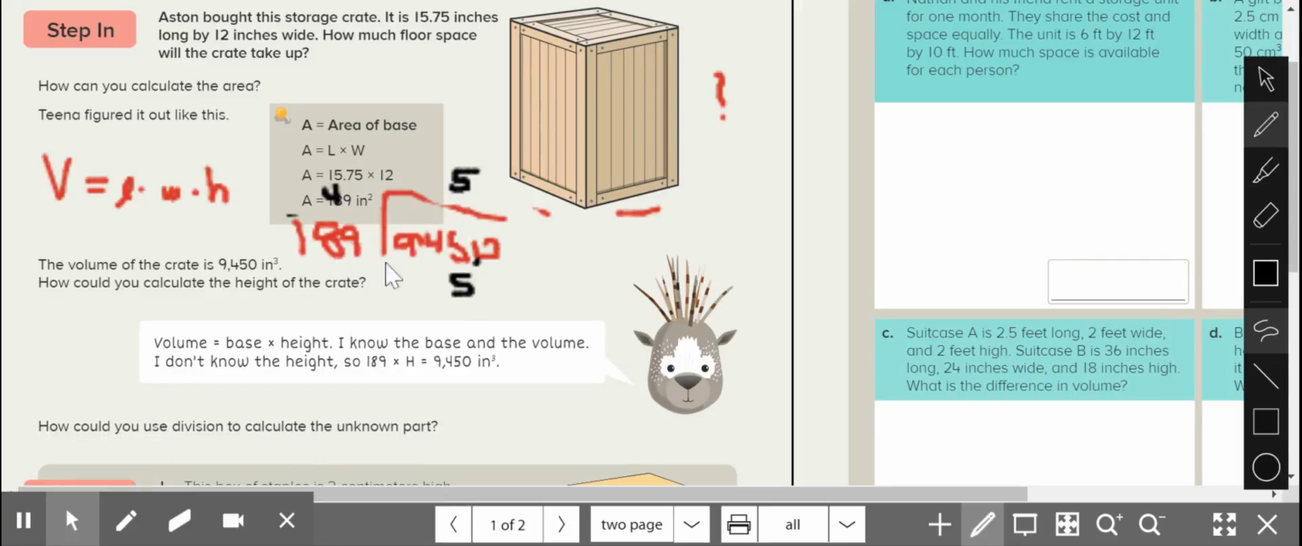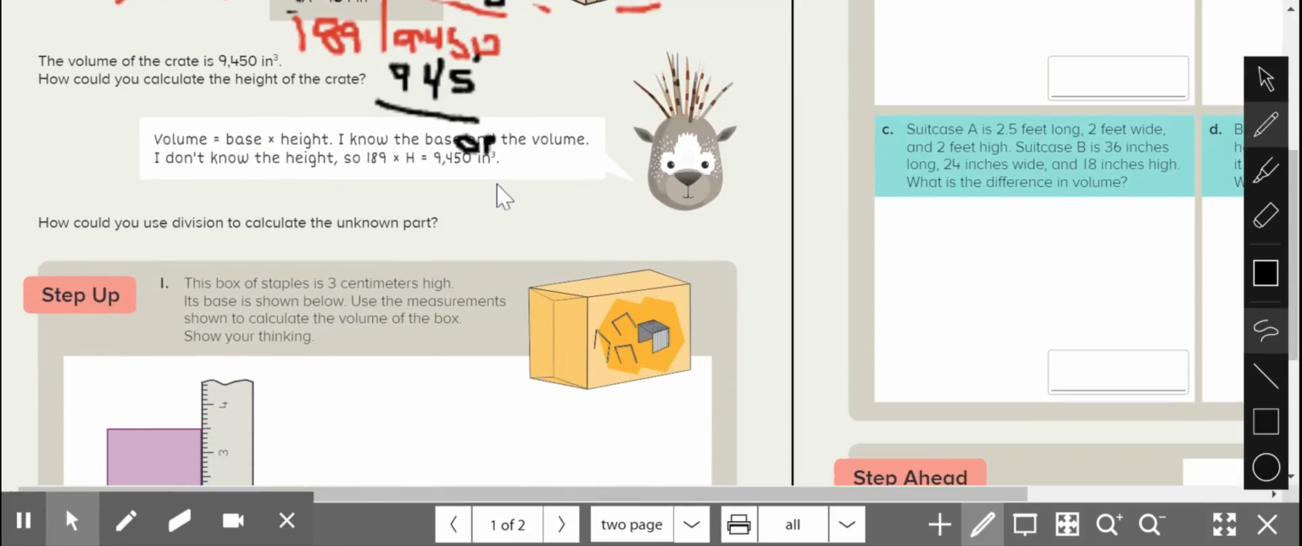5 times 9 is 45. Carry my 4. 5 times 8 is 40 plus 4. And I am amazed. I have to carry the 4 again. 5 times 1 is 5 plus 4 is 9. I had no idea. Okay, so we had to bring down a 0. That means we better put that 0 there. So the height of this is 50 inches. How about that?